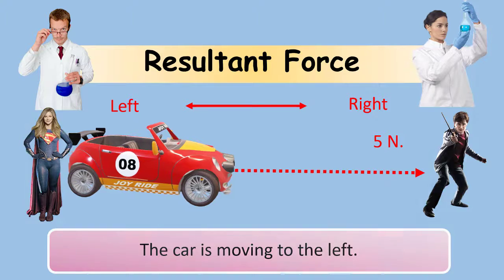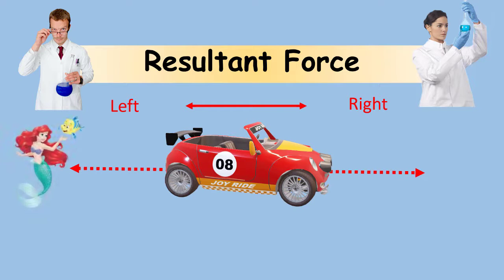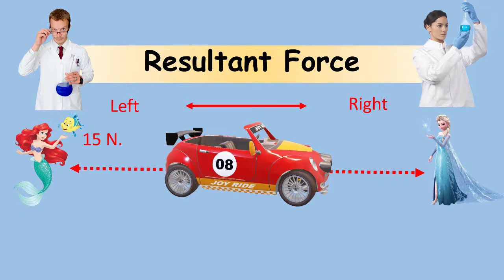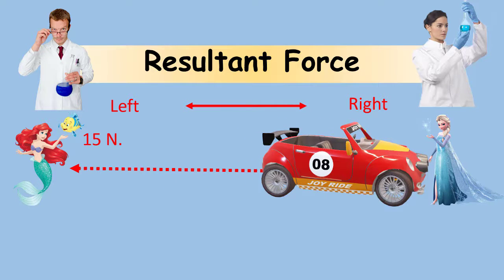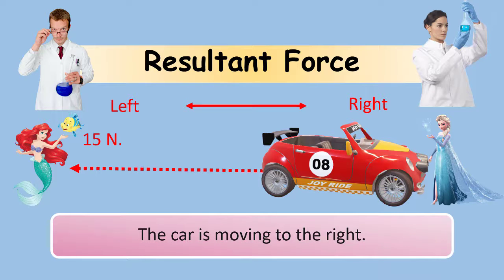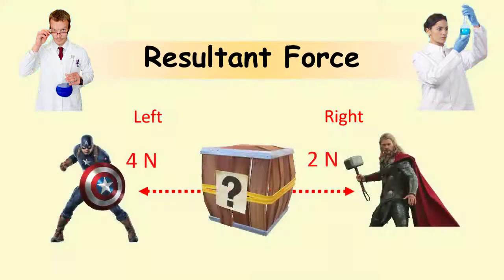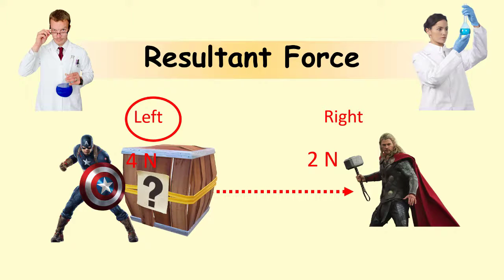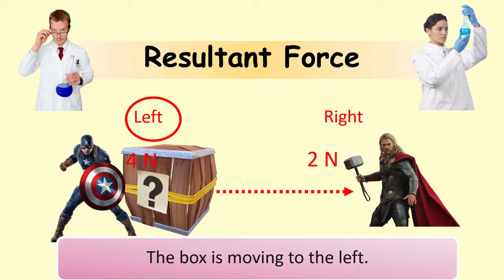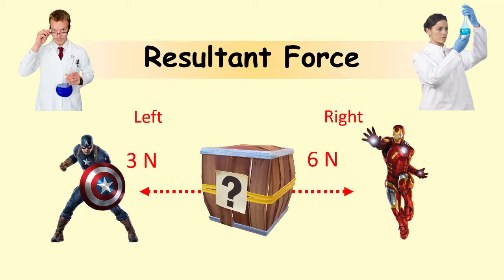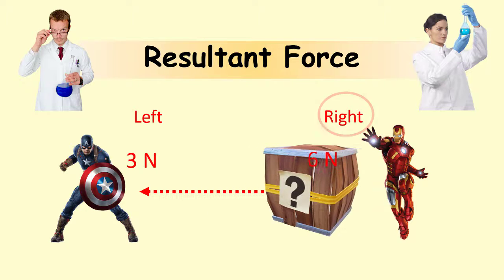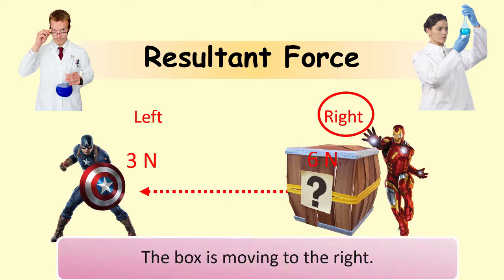Alright, next. Ariel is pulling a car with 15 Newton and Elsa is pulling a car with 20 Newton. So where is the car moving? Very good. The car is moving to the right. Alright, next. Look at this. Where is the box moving? Excellent. The box is moving to the left. Where is the box moving? Good job. The box is moving to the right.